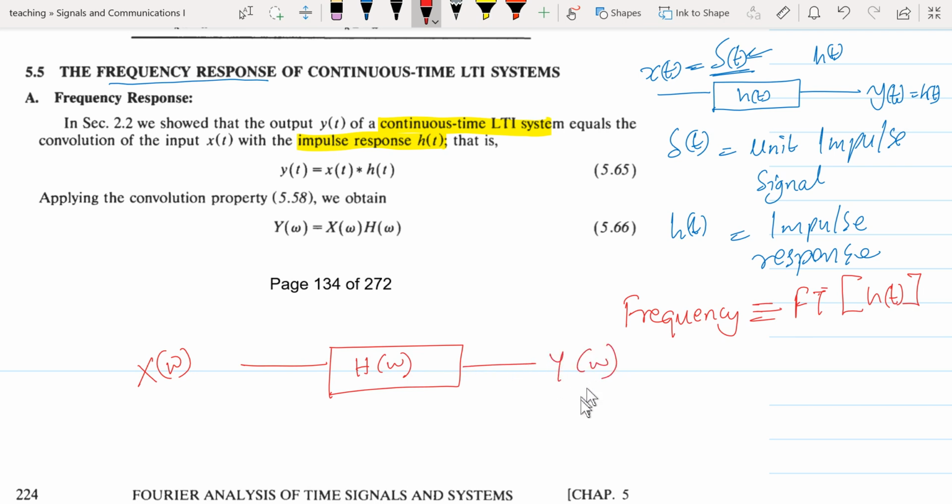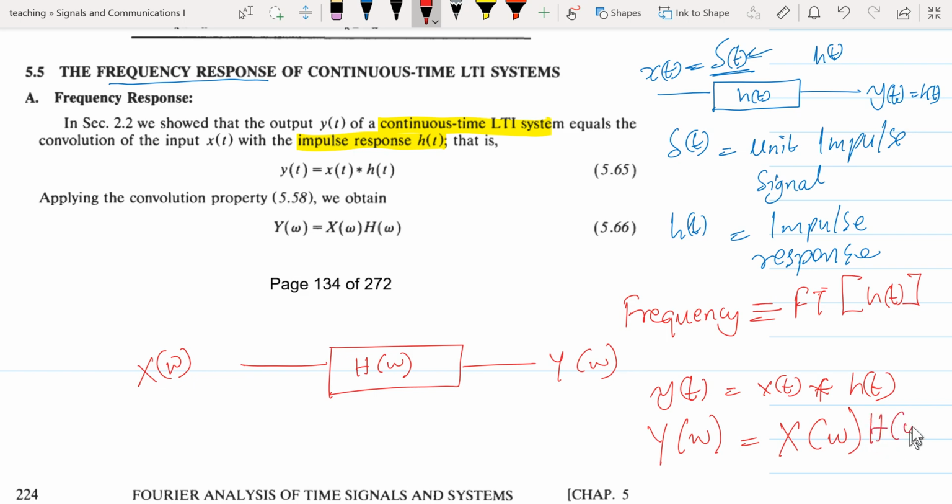y of omega. And now, as we said about convolution, when we are talking about the time domain, y of t is going to be equal to the convolution of the input signal and the impulse response. But now in the frequency domain, y of omega will be given by the multiplication of the input signal and the system's frequency response defined by h of omega.